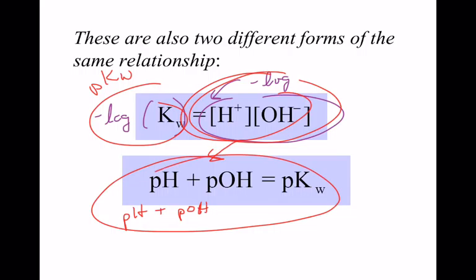For the same solution, did I tell you what pKW is? Not yet. But I'll just go ahead and let the cat out of the bag. If KW is 1.008 times 10 to the minus 14th, if you plug that into your calculator, you are going to get 14.00. So for the same solution, pH plus the pOH is equal to 14.00.